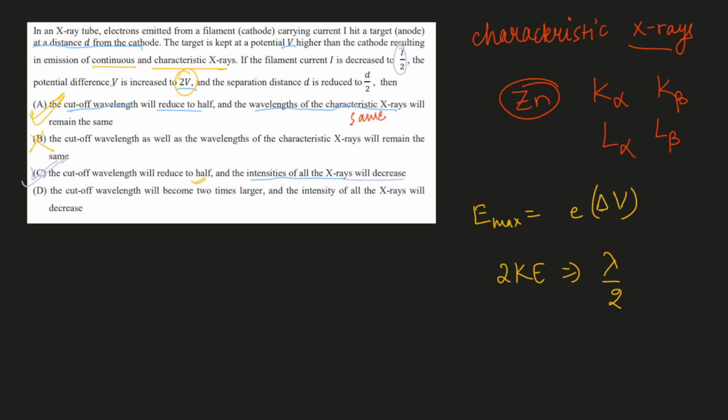The last option is the cutoff wavelength will become 2 times larger. No, energy has doubled. So the wavelength will go half. The frequency will become 2 times, not the wavelength. So this one's wrong. So the correct options are A and C.